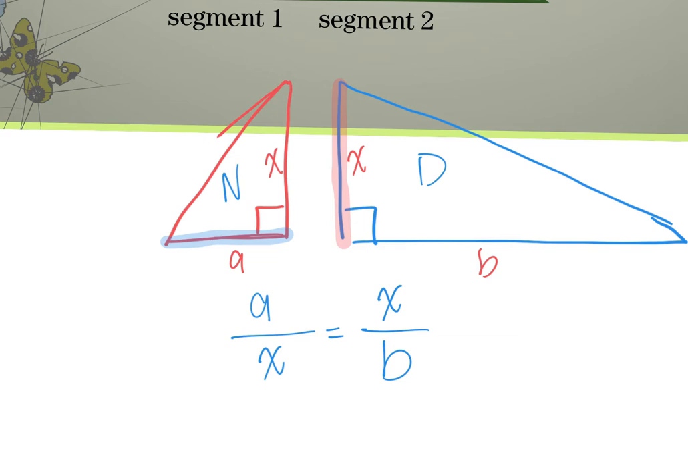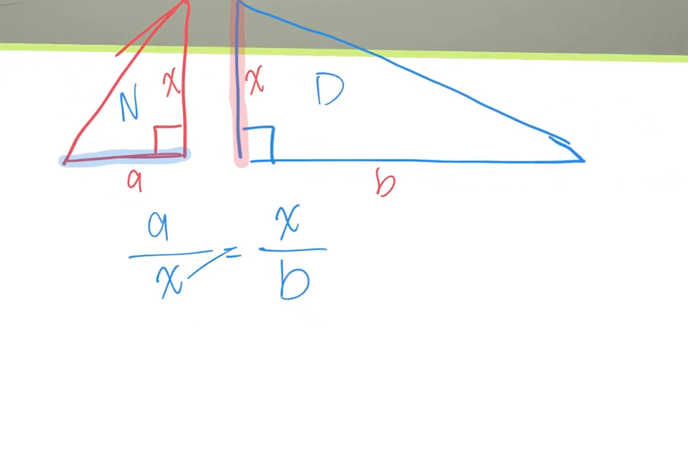Now watch. If we were to solve for X, do you agree that we would cross multiply here? Yeah. So we would get X times X and A times B. So let's set it up. X times X equals A times B. You guys following me so far? Yeah. What is X times X? It's X squared, X to the second power, right? Equals AB.